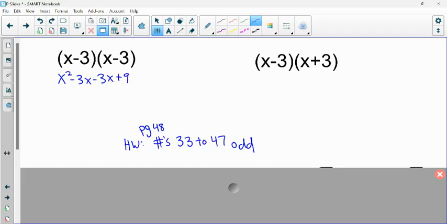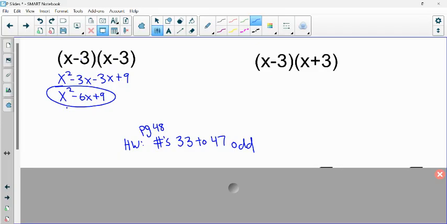When you FOIL the first one, x times x gets us the x squared first. X times negative 3 is negative 3x. Negative 3 times x is negative 3x. Negative 3 times negative 3 is positive 9. So you're going to have like terms in the middle: negative 6x plus 9. So that's our first way, when the signs were exactly the same.